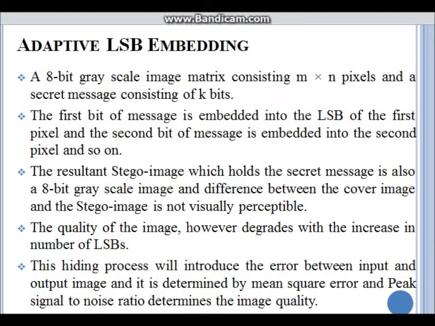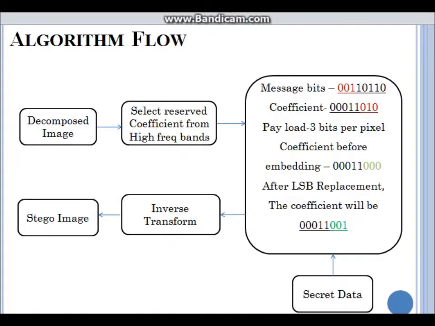However, with the increasing number of LSBs, the quality of the image degrades. The hiding process will introduce error between the input and output image, and it is determined by the mean square error and peak signal to noise ratio.